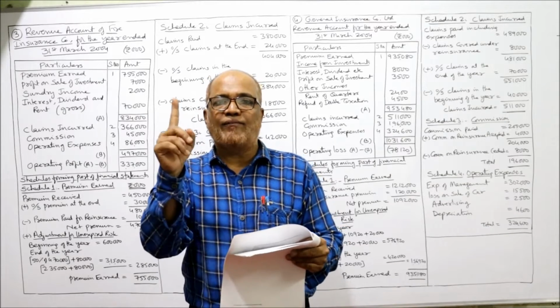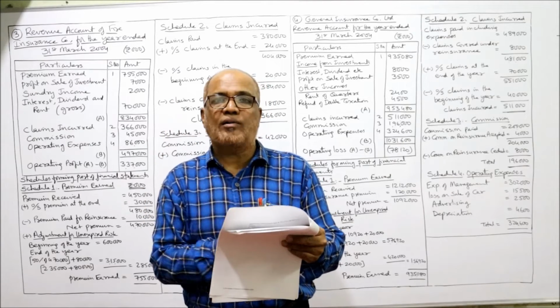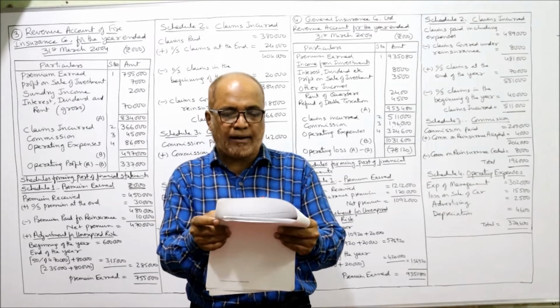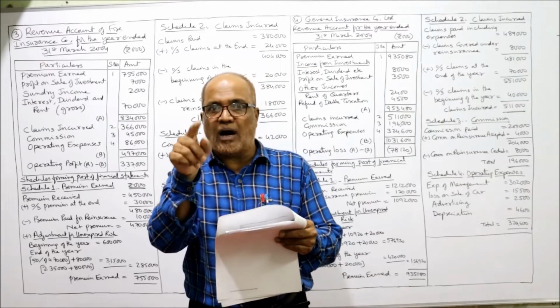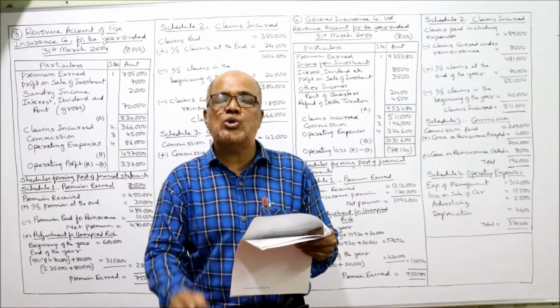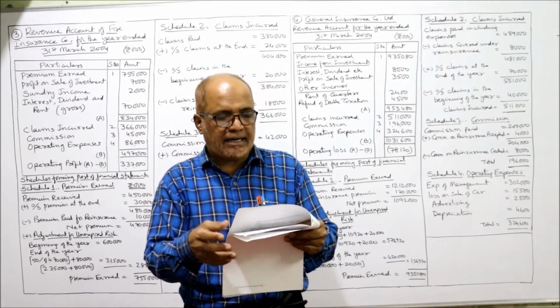Premium received, first schedule, 4,50,000. Premium due but not received means premium outstanding. Outstanding premium is 30,000. This will be added. Outstanding premium will be added. Premium paid for reinsurance, this will be deducted. Reinsurance premium paid will be deducted.